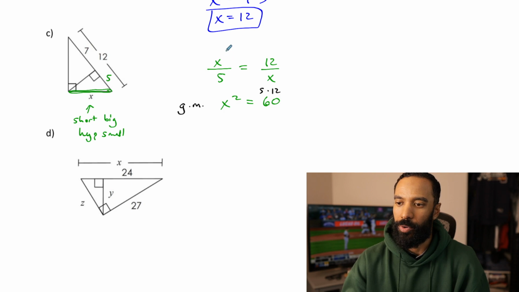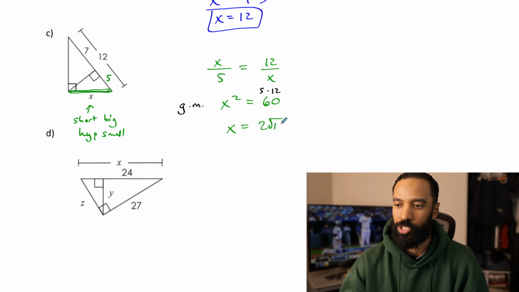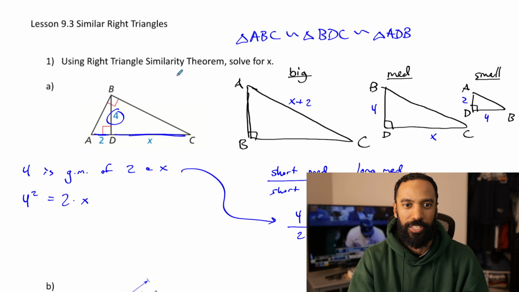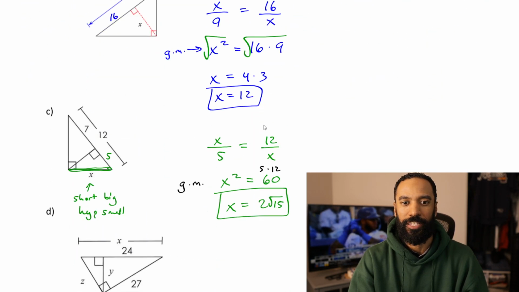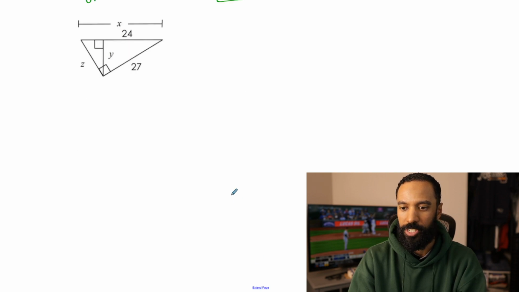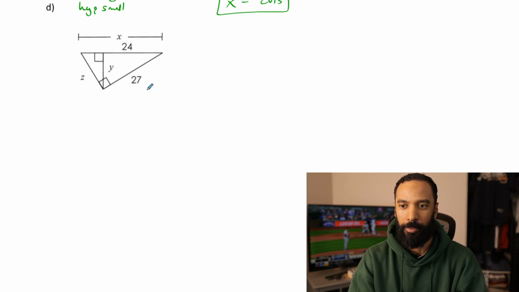Anyway, let's take the square root of both parts here, and we get square root of 60 is root 4 times root 15, so I get 2 root 15. Did they ever say answers? They just said solve for x, so that's an exact answer there. We're good on C. Now, part D is three variables to solve for.